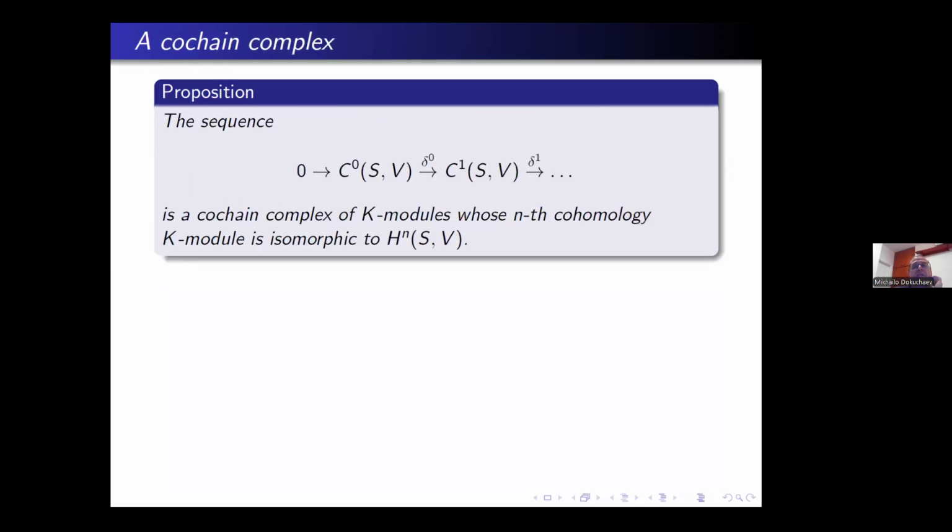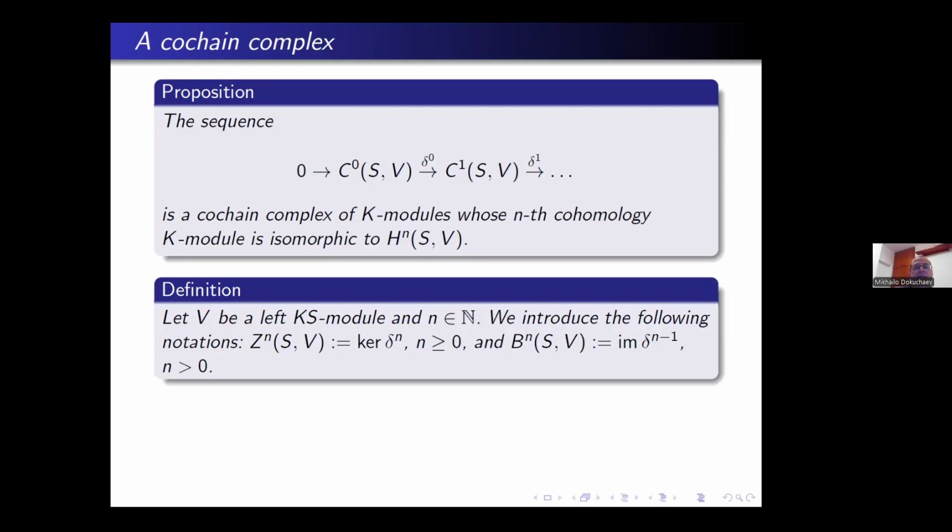And this sequence then is going to be a cochain complex whose cohomology will give the cohomology. Analogously, we also have this for homology. So the nth cohomology of this cochain complex is isomorphic to that cohomology which we define.